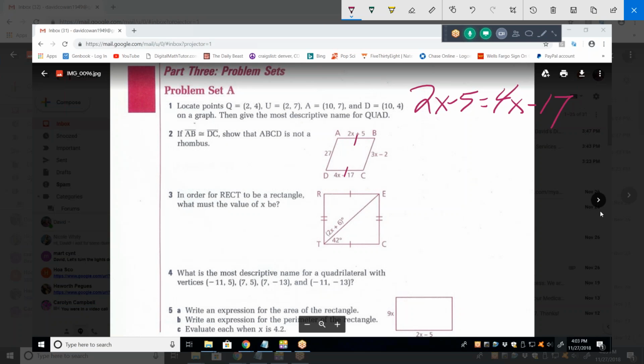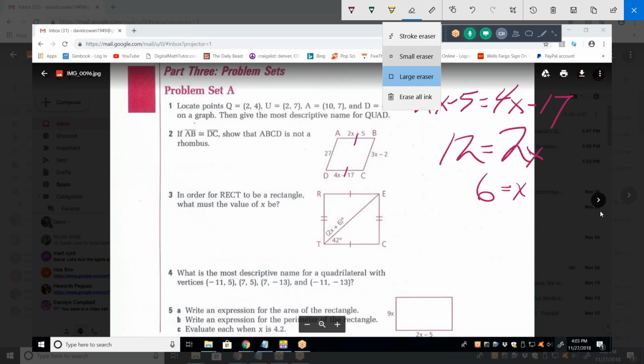So how would you solve that equation? I would take the 2x first, so subtract the 2x from the first side. Okay, and then that's going to leave 2x over there. And then add the 17 to the negative 5. That's going to leave that. X equals 6.